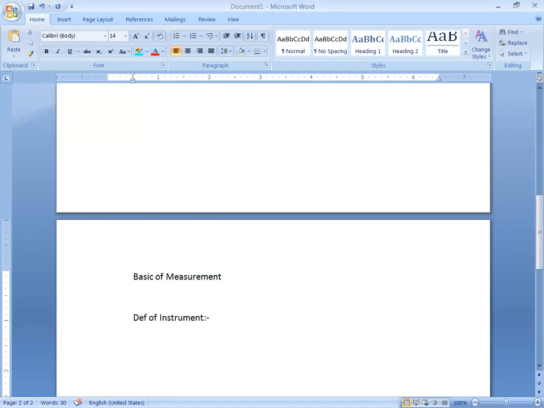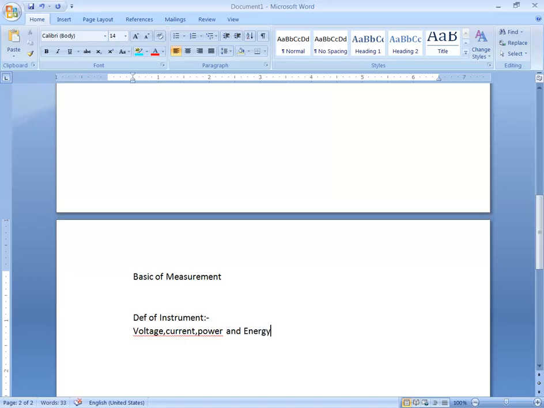We have to measure the magnitude or value of the quantity. When that is determined, then it is called an instrument. The measuring quantity can be voltage, current, power and energy.